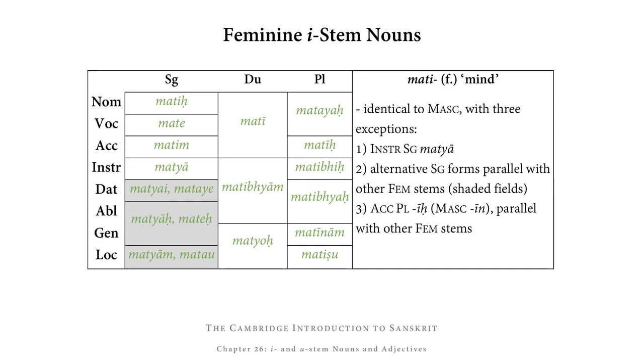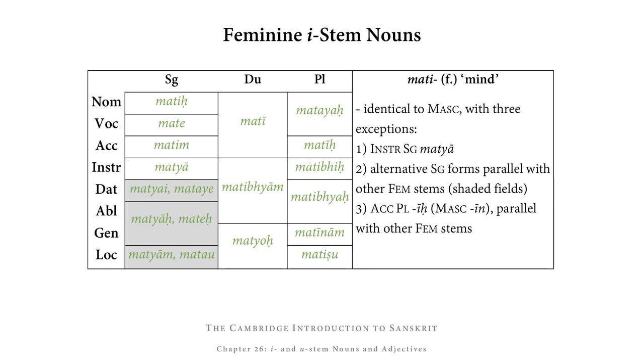Finally, feminine short I stem nouns. These are identical in their endings to their masculine counterparts, but with three exceptions. Let's look at a sample paradigm, namely that of mati, which is a feminine short I stem noun meaning mind. In the singular, we start with matich, mate, matim, which is completely parallel to agnich, agne, agnim.